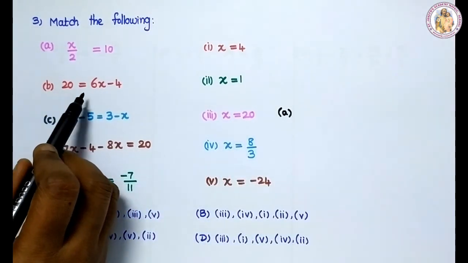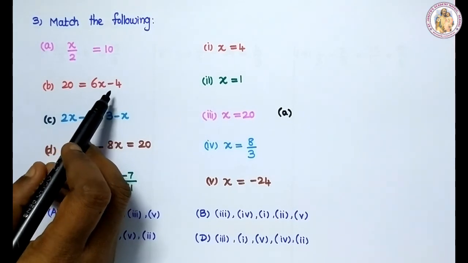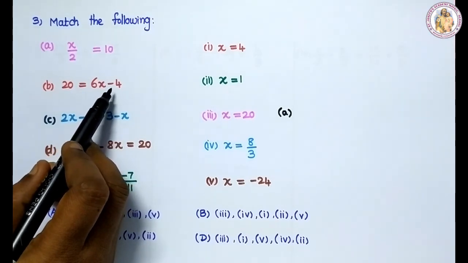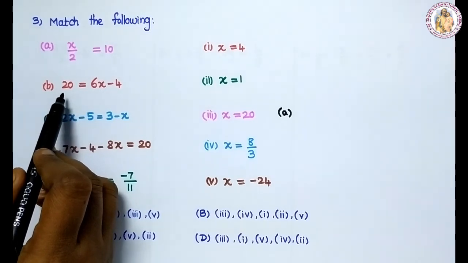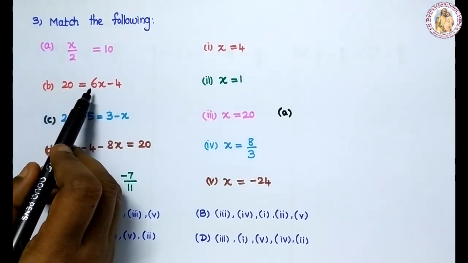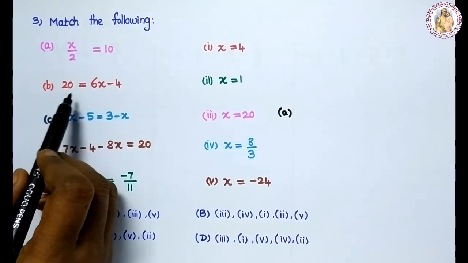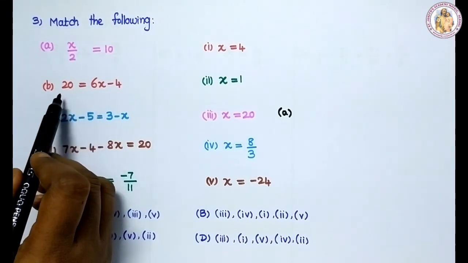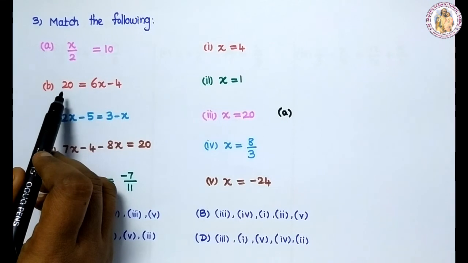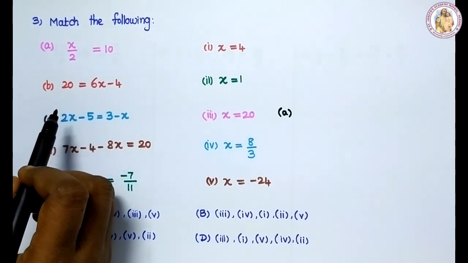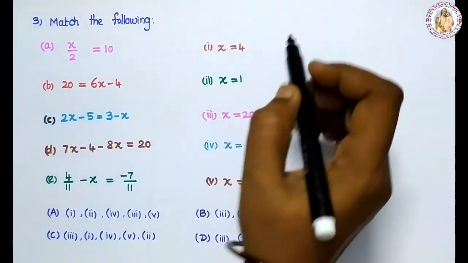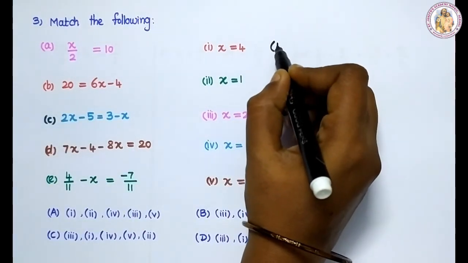Next one, 20 equal to 6x minus 4. Minus 4, bring this side, becomes plus 4. So 20 plus 4, 24. 6 is in multiplication, so it becomes division. So 24 divided by 6. How many times? 4 times. So that is B.